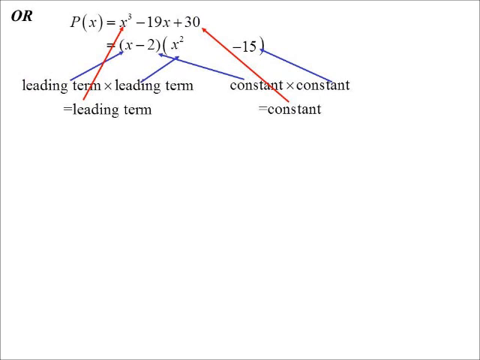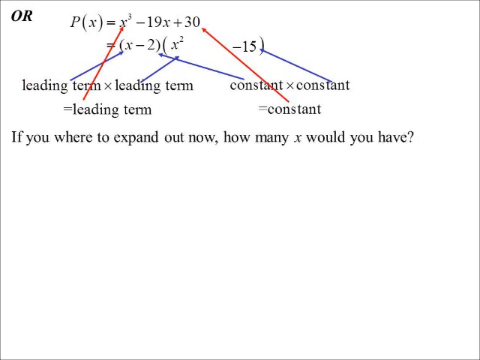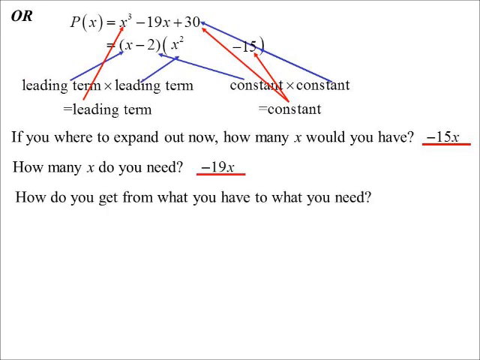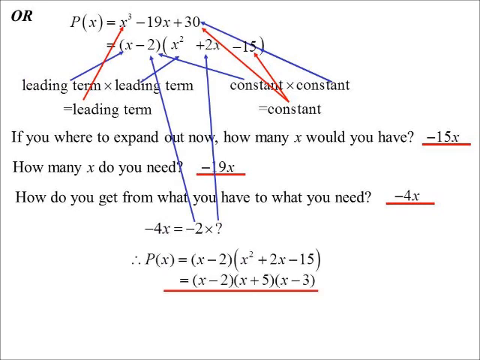So therefore, negative 2 times our missing term must give me negative 4x. Alright, so if you were to expand out now, how many x would I have? Well, our answer was we'd have minus 15. How many do I need? Well, I need minus 19. How do I get from what I have to what I need? Minus 4x. So minus 4x must be negative 2 times the missing term that I want. So that missing term must be plus 2x.